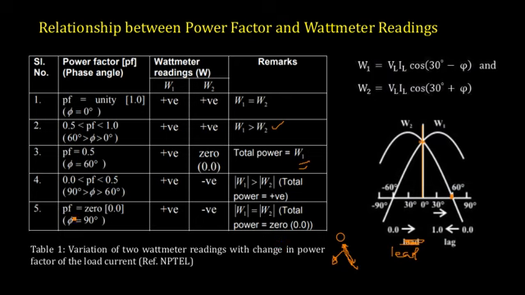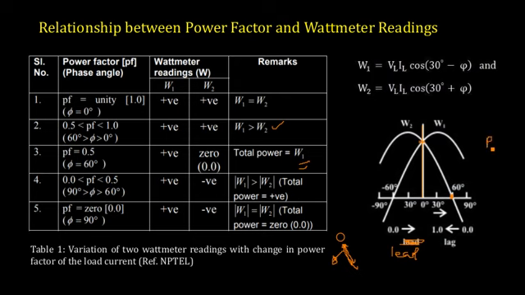Again, when your power factor is 0, that is at phi equal to 90 degrees, W1 will be equal to W2. Both the magnitudes will be equal, but your total power will be 0 because one is positive and the other is negative. So your total power will be 0. So for ZPF, your total power consumed will be 0.